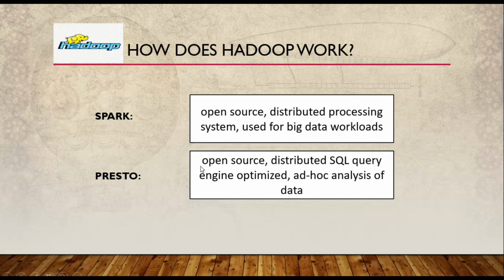Second one is Presto. Presto is also an open source distributed SQL query engine optimized for low latency, ad hoc analysis of data. It supports the ANSI SQL standard, including complex queries, aggregations, joins, and window functions. Presto can process data from multiple data sources, including the Hadoop Distributed File System and Amazon S3.